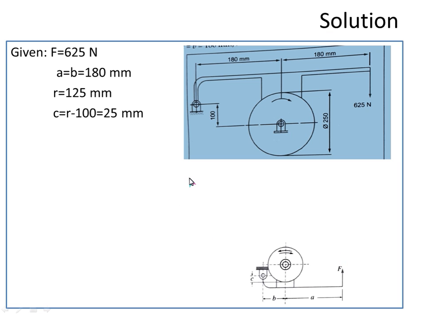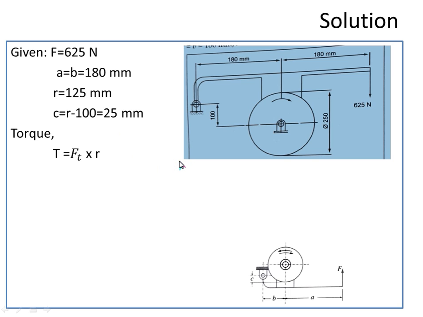First, write down the data. As I told you, A and B are equal, the force is 625 Newton, and the radius of the brake drum is 125 mm. C can be taken as 125, the radius, minus 100, so you will get 25 mm as C here.